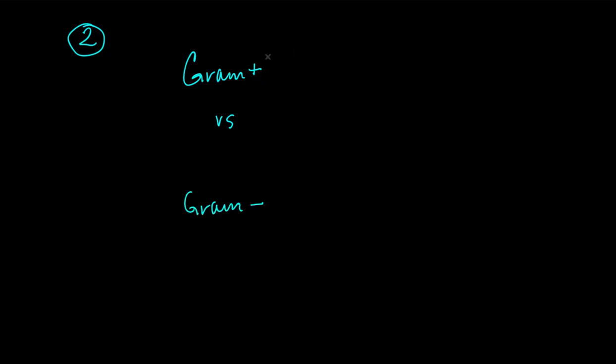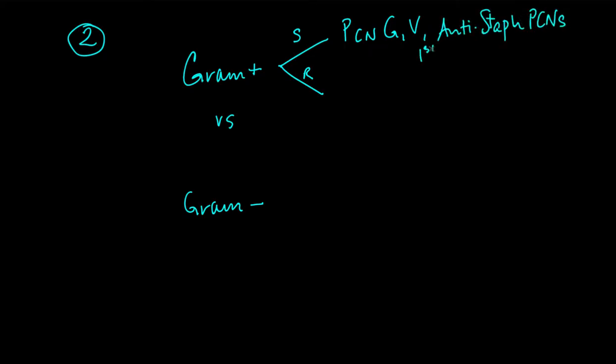For gram-positive bacteria, we can subdivide these into drug-sensitive versus drug-resistant species and strains. For those bacteria that have not acquired antibiotic resistance genes, we are going to start with beta-lactams, including natural penicillins, the penicillin V and G, anti-staphylococcal penicillins, and first and second generation cephalosporins.